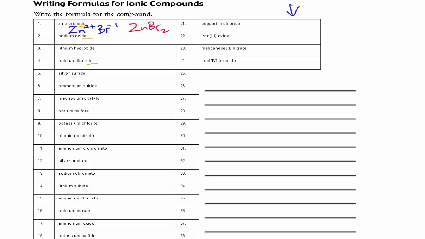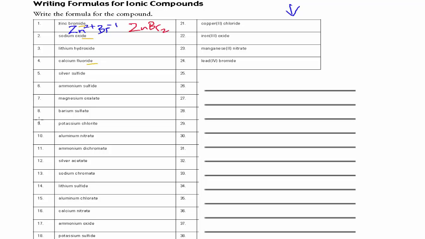By the way, don't be freaked here by these endings, ide: bromide, oxide, fluoride. Anytime you have a binary ionic compound and you name it, you just change the negative ion to ide. So bromine becomes bromide, oxygen becomes oxide, hydride is hydrogen, nitride is nitrogen.